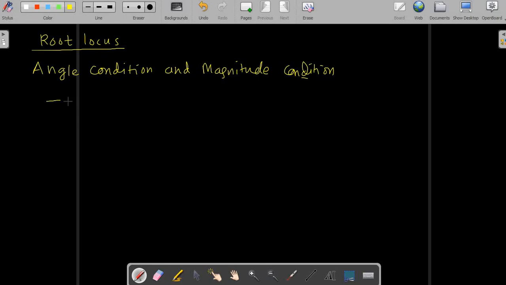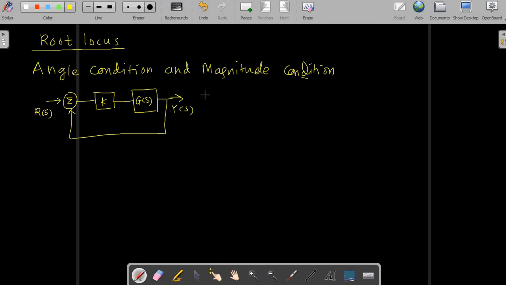Let us consider a system with R of S as an input, and let me write this as a summation. This is a gain K. This is a system transfer function G of S, and let us assume that this is a closed loop system, right? And this one is Y of S.